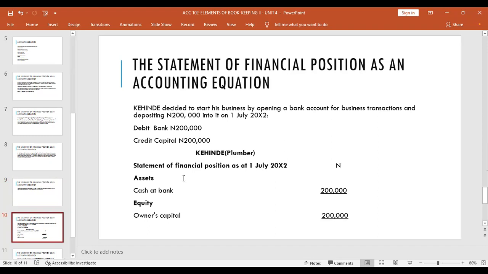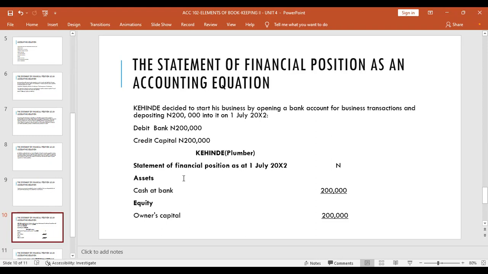So this is an example to do some little calculations on the accounting equation and statement of financial position. You have this guy, Kendi, a plumber, who decided to start his business by opening a bank account for business transactions and depositing 200,000 into it on 1st July 20x2. You have introduced a capital of 200,000, and that money is not kept in your office, it was kept in the bank. Of course, you're going to open a bank account in the name of your business.